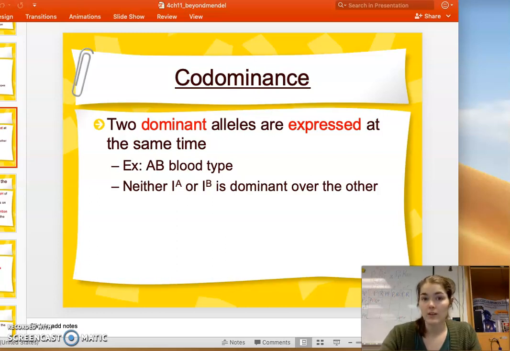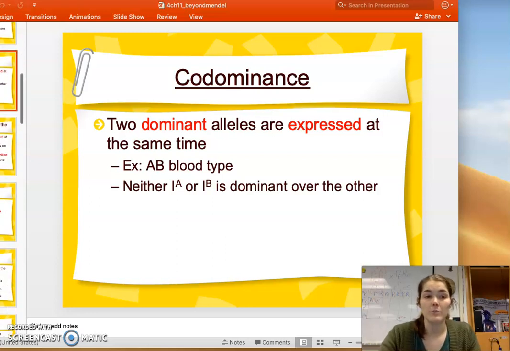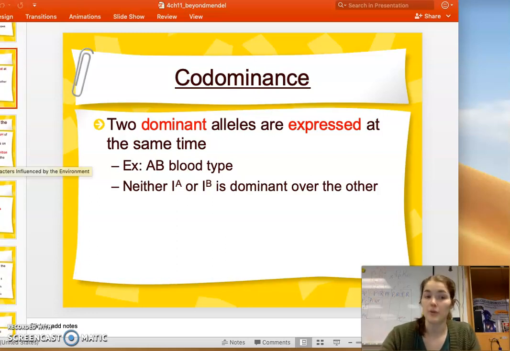Another format, codominance. So for codominance, two alleles are expressed at the exact same time. With the blood type example, that would be AB blood type. You're not a new form. It's not that A and B make C. You could be A, you could be B, you can be both A and B. Neither is dominant over the other. They're both codominant, they both express.